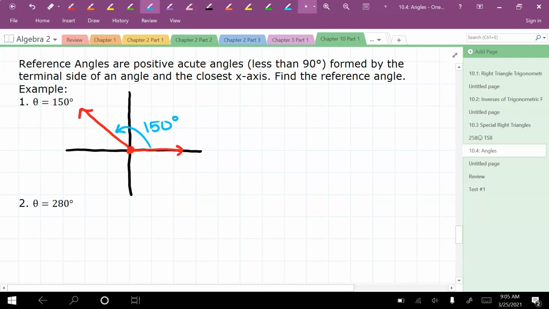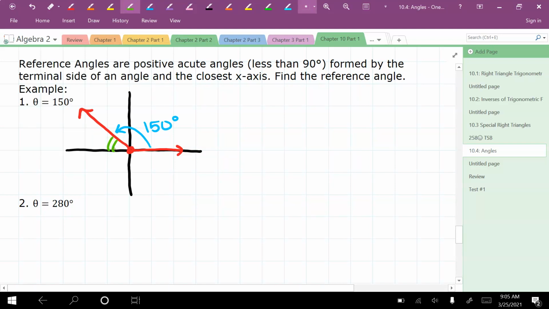So the reference angle is going from that terminal side, the side that's in quadrant 2, down to the nearest x-axis, and it has to be an acute angle. I'm not going to go back to its initial side because that would be 150 degrees. 150 degrees is not acute. Okay, that's obtuse. So I want to figure out how much is left to get down to that x-axis there.